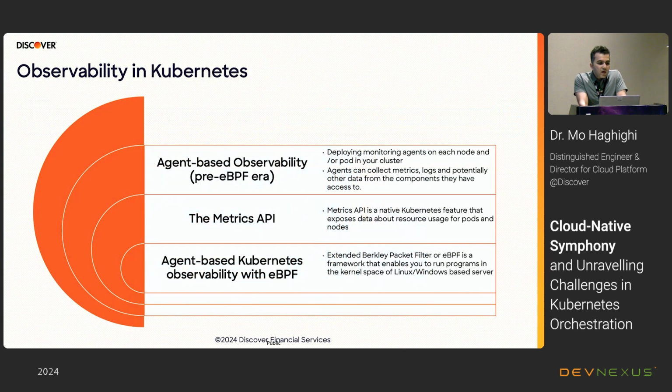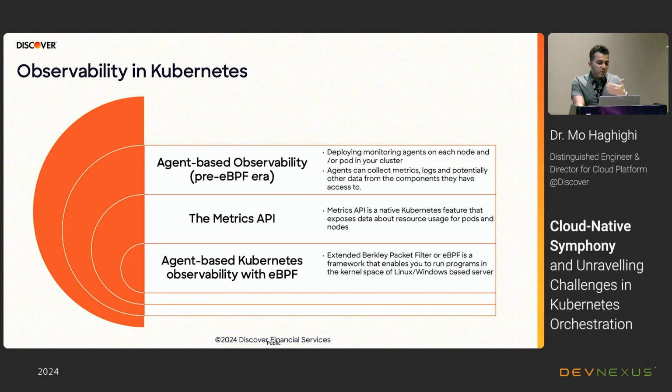Observability in Kubernetes, you can do it differently, but you can do it using agent-based observability. So deploy monitoring agents on each node and pod in your cluster, and then the agents collect metrics, logs, and any data from the components. The traditional approach to Kubernetes observability is to use the metrics APIs and make sure that you collect the data when needed.